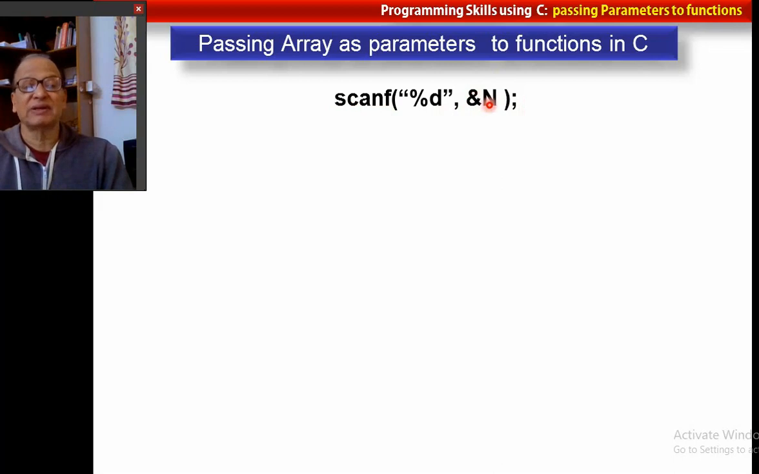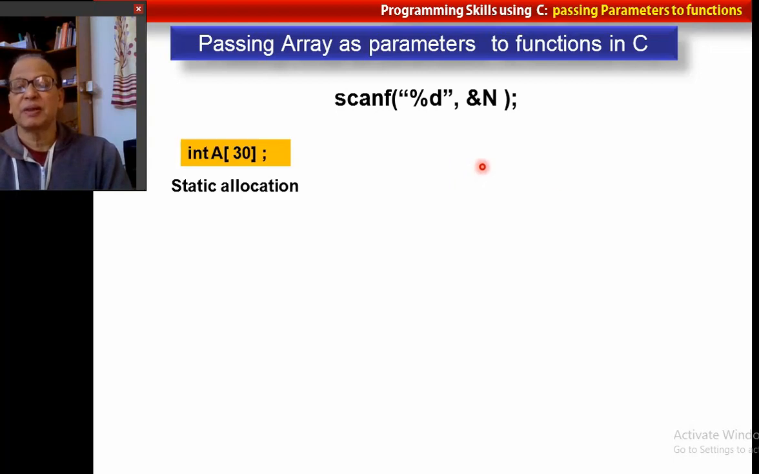And we also did, for example, when we wanted to input numbers into an array, when we use scanf, it's %d ampersand a[i]. So we gave the reference, or the address, of each of those places in the array. Now we try to understand arrays. For example, int a[30], this is what is called the static allocation of memory. So I have created 30 cells here of integer type called array a.